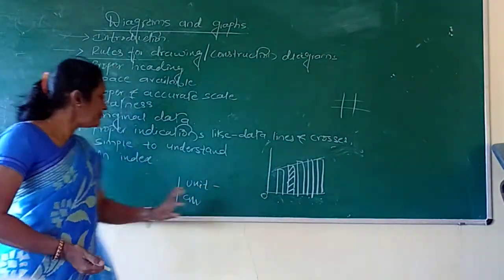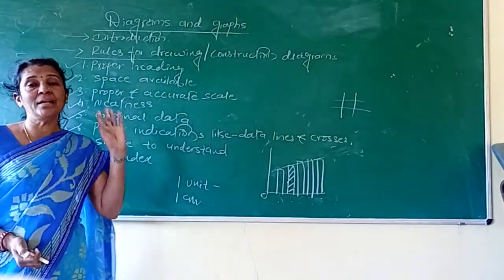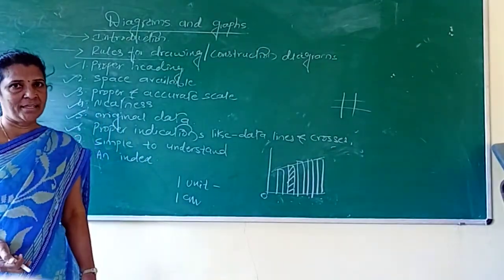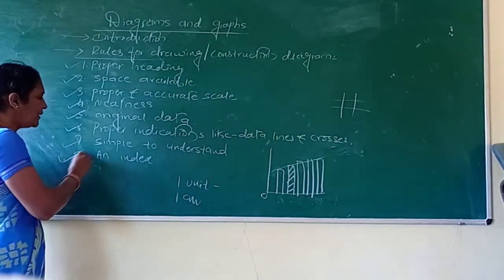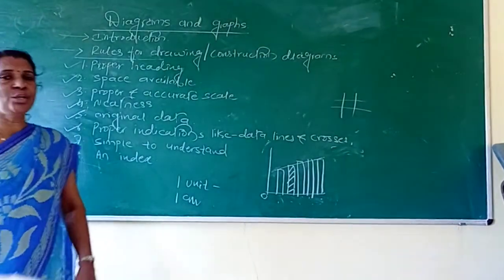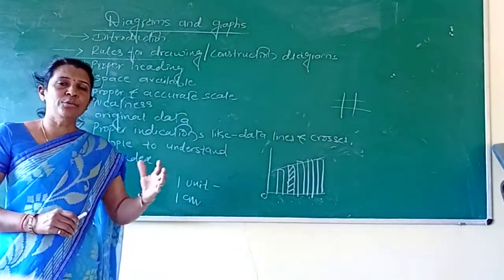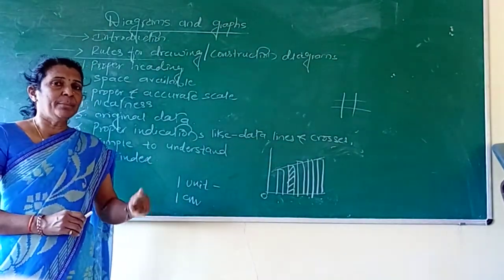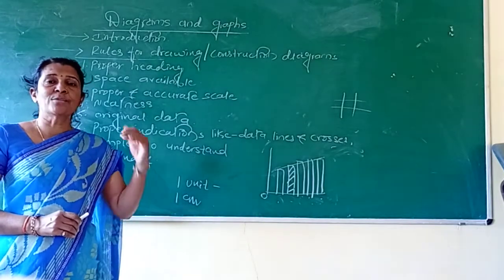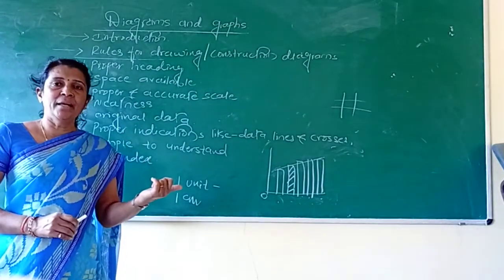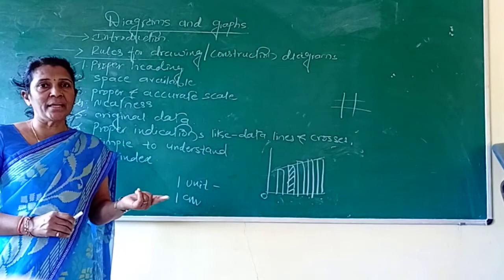So it should be simple and easy to understand. Then an index. So in the coming part, in this particular chapter, you will be studying many types of diagrams. One dimensional diagram, two dimensional diagram.